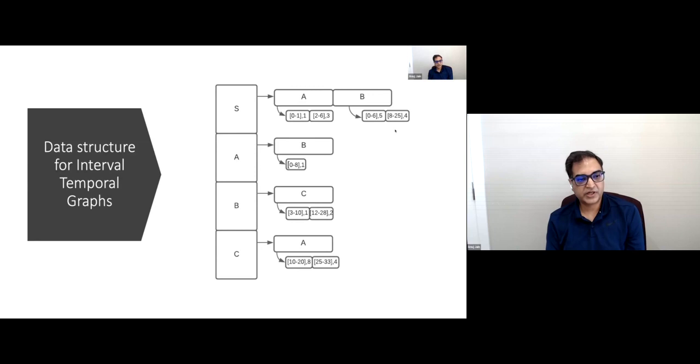We'll start with interval temporal graphs. I present several algorithms in this talk, and for interval temporal graphs, this is the data structure we use. This is an array adjacency list where all the vertices are in an array, and for every vertex, we have an array of all the neighbors of that vertex, and for every neighbor, we have an array of all the intervals of presence between the vertex and its neighbor, and every interval can have a different travel time.